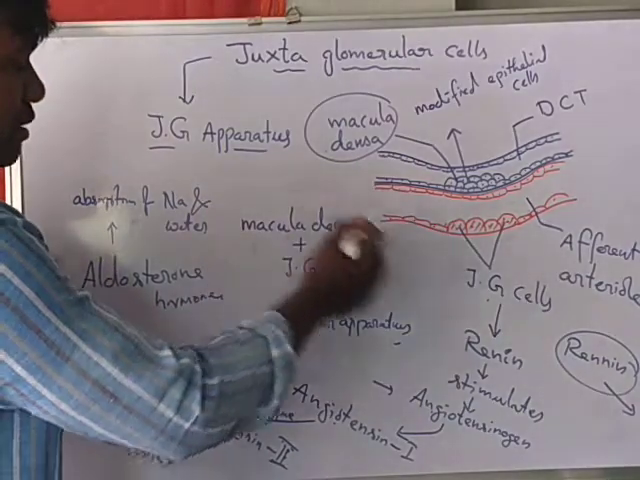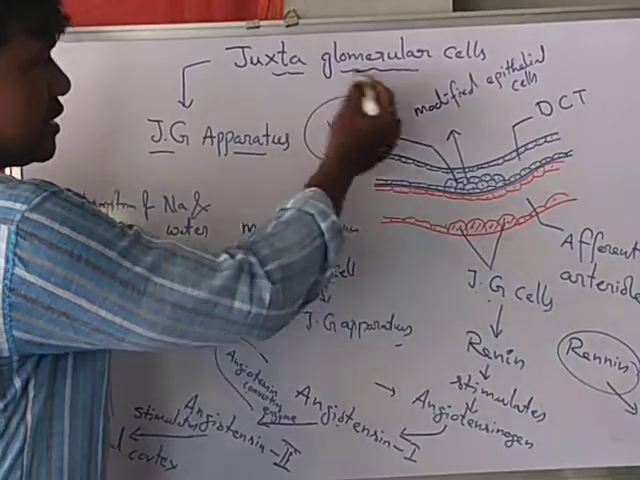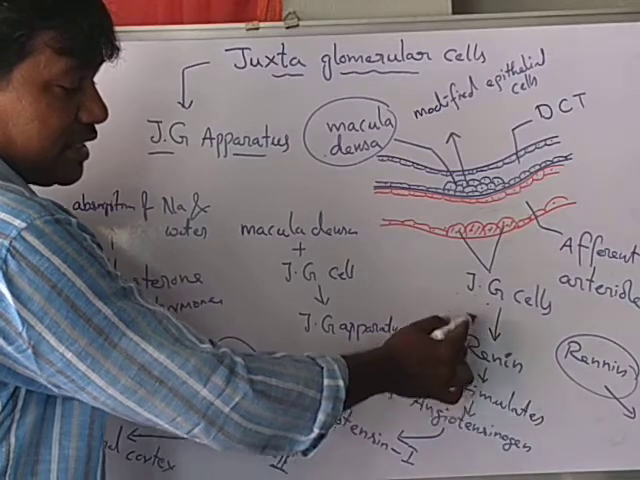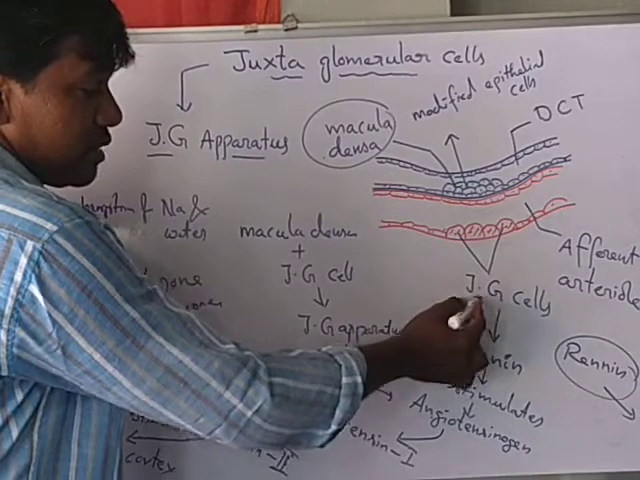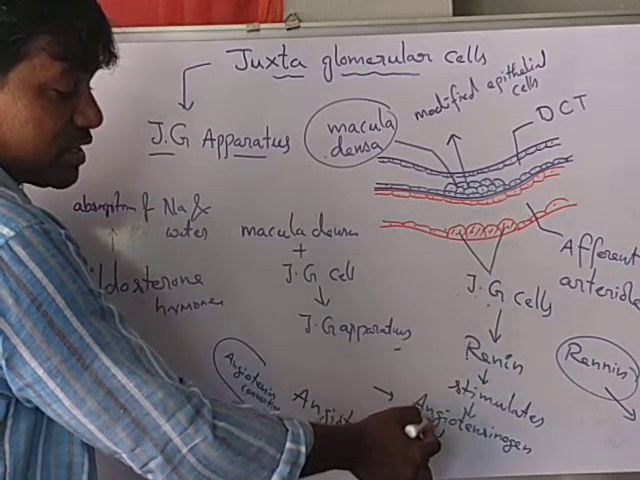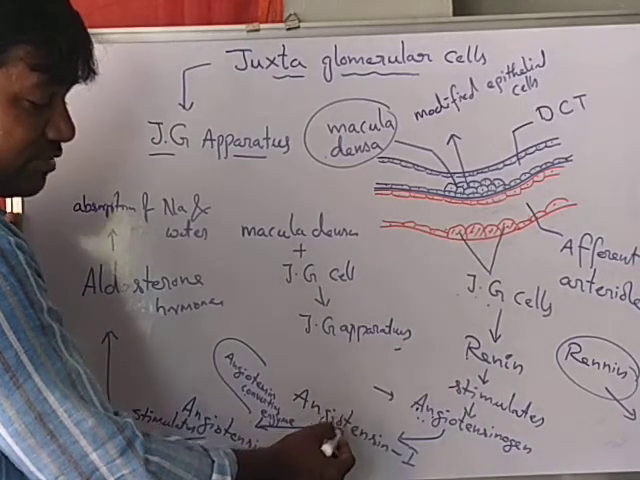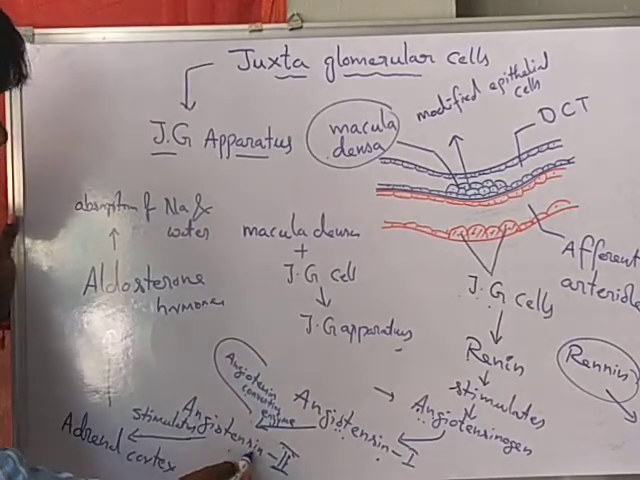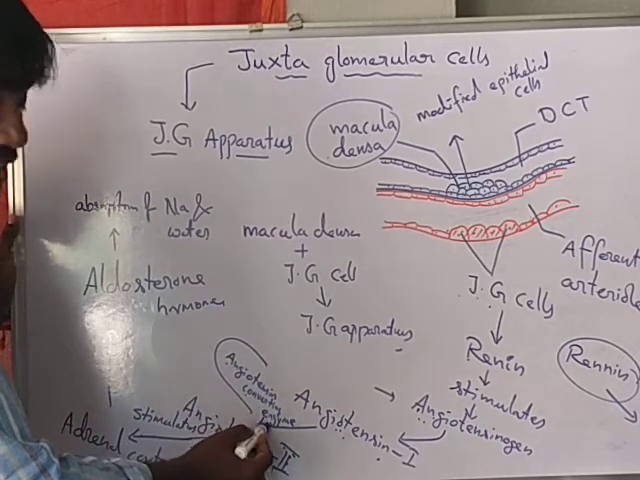This process is conducted by the juxtaglomerular cells. When the blood pressure reduces, the juxtaglomerular cells release the enzyme renin. Renin acts on angiotensinogen, an inactive form, which is converted into the active form, angiotensin 1. Then angiotensin 1 is converted into angiotensin 2 by angiotensin converting enzyme.